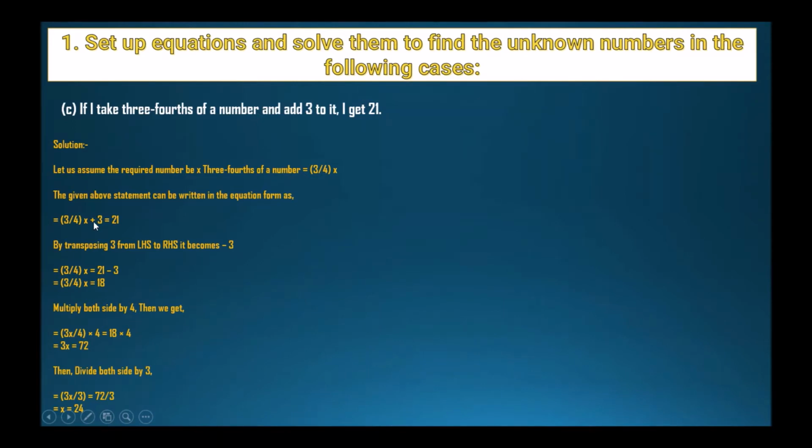Now this 3 we will bring to the RHS side, so this plus 3 will become minus 3. So 3 upon 4 x equals 21 minus 3. So 3 upon 4 x equals 18. 21 minus 3 is 18. Now we will multiply by 4 on both the sides. While multiplying by 4 on both the sides, we will get 3x upon 4 into 4 equals 18 into 4.